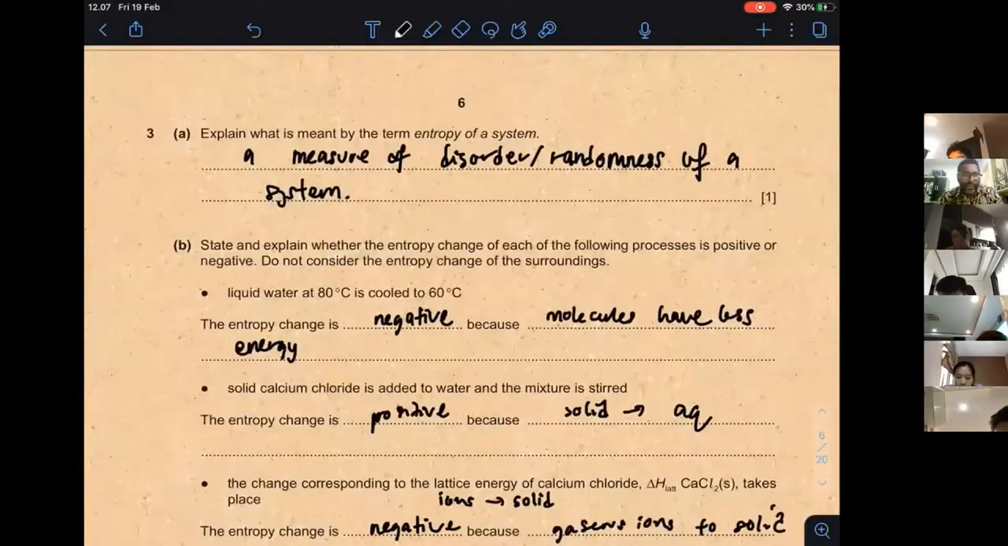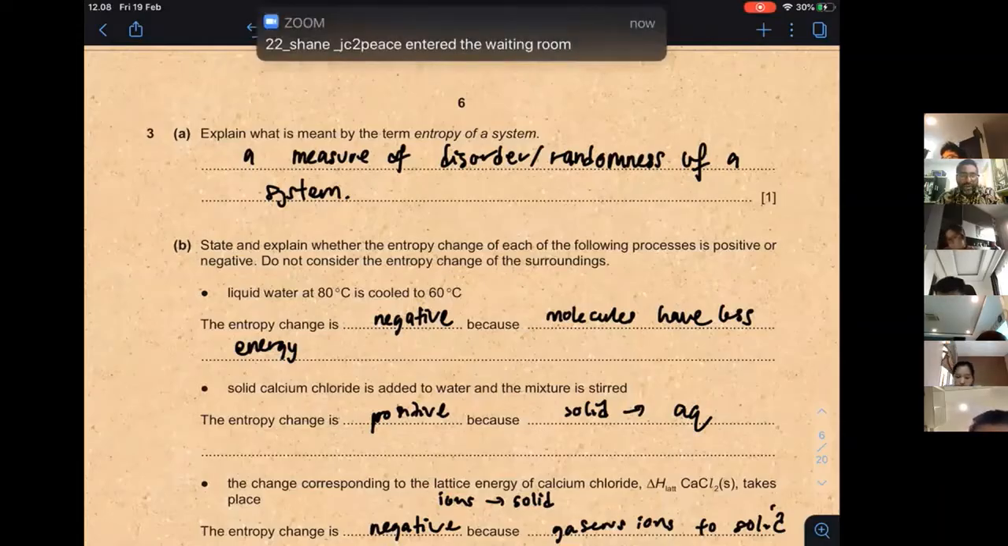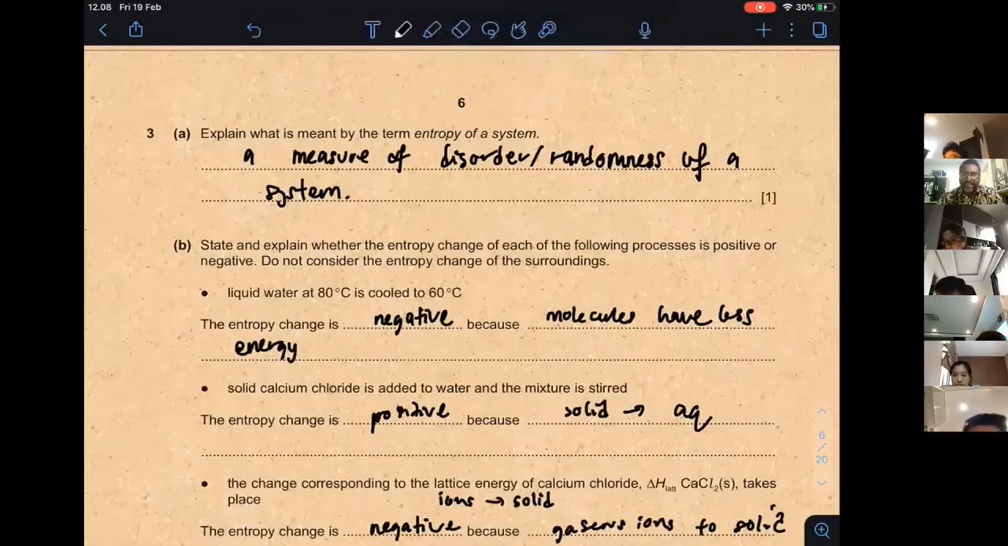So the next part is going to be what is meant by the term entropy of a system. Entropy of a system is a measure of disorder or randomness of a system. So you can either answer based on a measure of disorder of a system, or you can say a measure of randomness of a system. But do remember, mention of a system. This is very important.